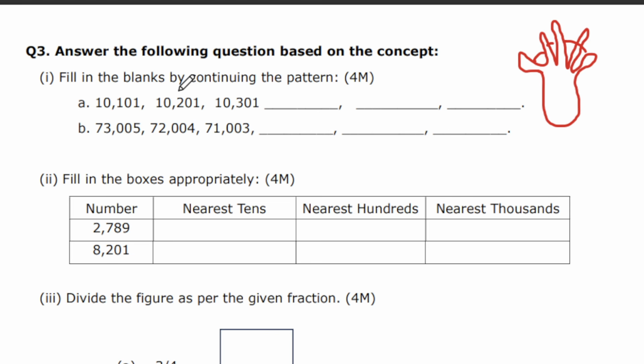Give me a minute. I'm having some issues with a notepad.